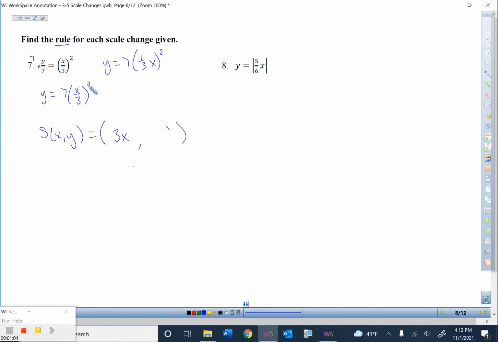Over here, though, the number in front says 7, so we're going to take 7y to finish up. And that's our rule. It just says all the x values get multiplied by 3, and all the y values get multiplied by 7 when we compare it to the original parent function.